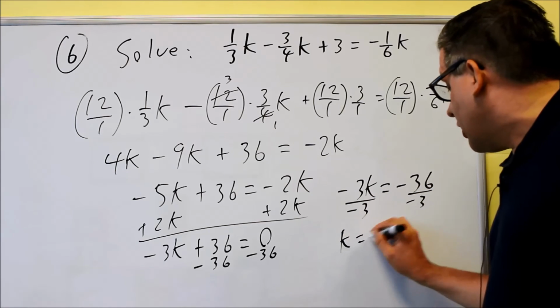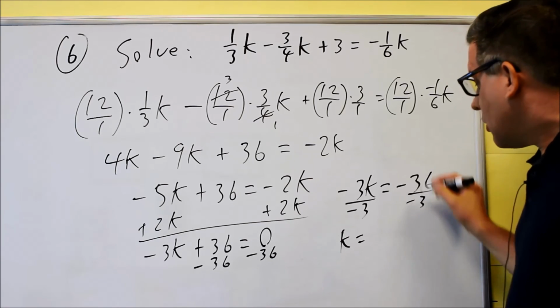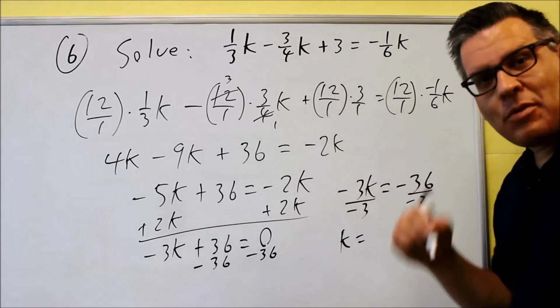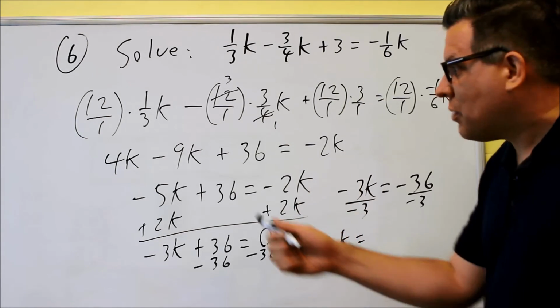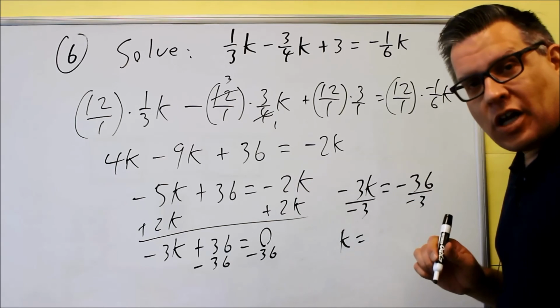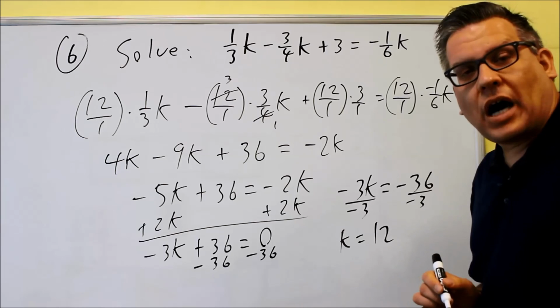Then your k value is going to be negative 36 divided by negative 3. Because I have the same sign on top and on the bottom, those signs are going to cancel. Negative divided by negative is positive. So that cancels out, and my final answer is just going to be positive 12.